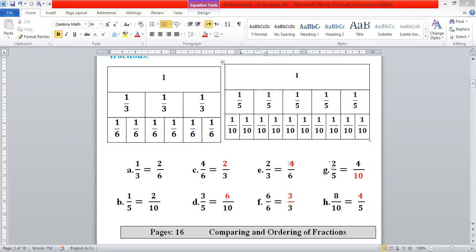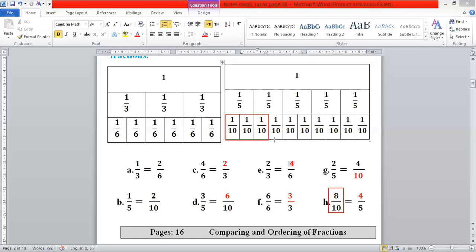Next one is 2 over 5. First we mention 2 over 5. Where is 2 over 5? 1 over 5 plus 1 over 5. This is 2 over 5. So we know that this portion is equal to this portion. Here how many tenths? 1, 2, 3, 4. So therefore we write 4 over 10. Here 8 over 10.